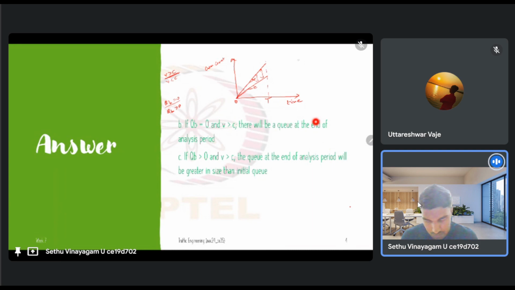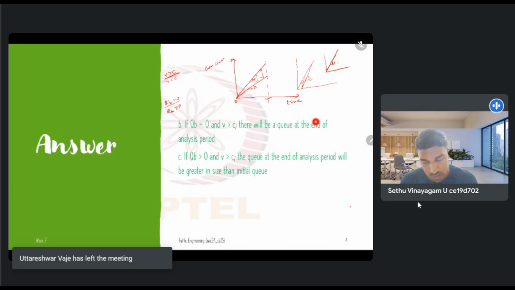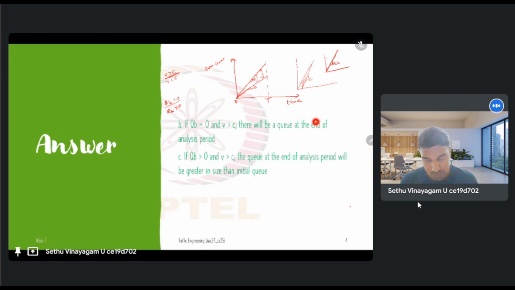On the other hand, if we have something like this, when your capacity is higher than your flow, what happens? Even if there was an initial Q, that will clear. With time you will have lower and lower Q length, or if there was no Q initially, then there won't be any Q at all. So V is less than C, so both curves will be together.